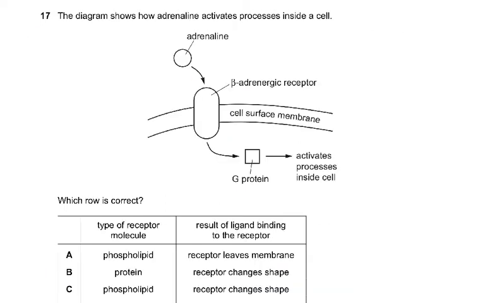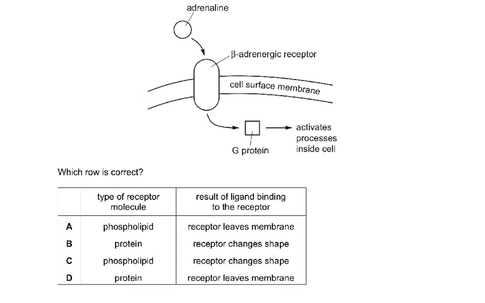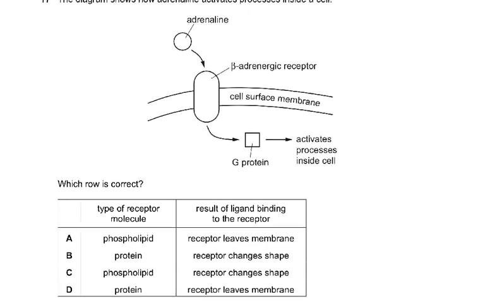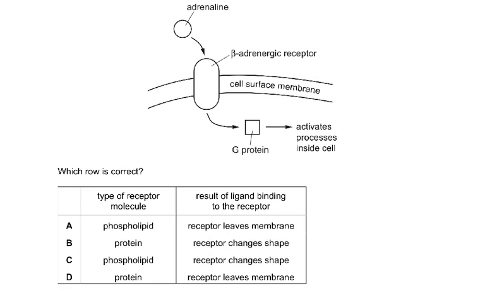Question number 17. The diagram shows how adrenaline activates processes inside a cell. You can see adrenaline, there's a beta adrenergic receptor, then there is the cell surface membrane, then the G protein activates processes inside the cell. Now, it says which row is correct. The type of receptor molecule is a protein. Receptor changes shape. So, very easy. It was B.